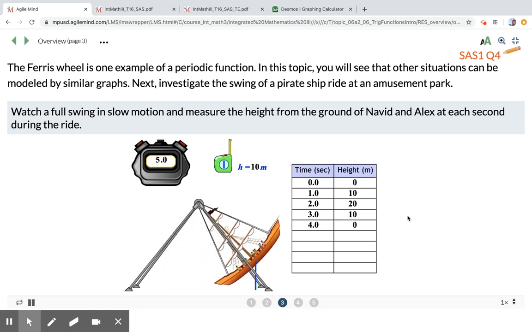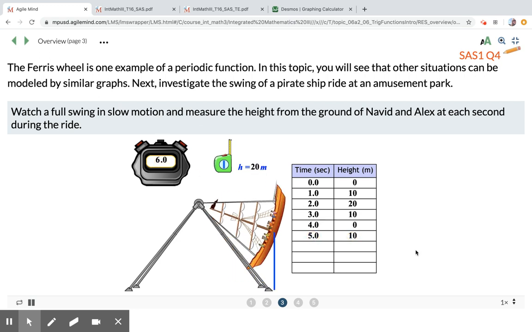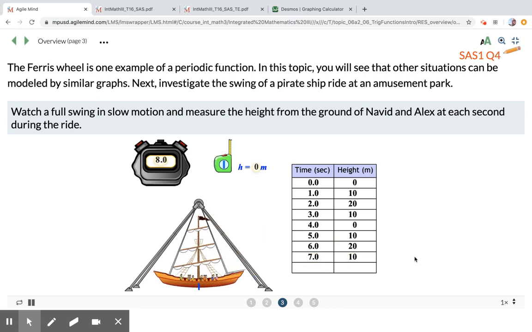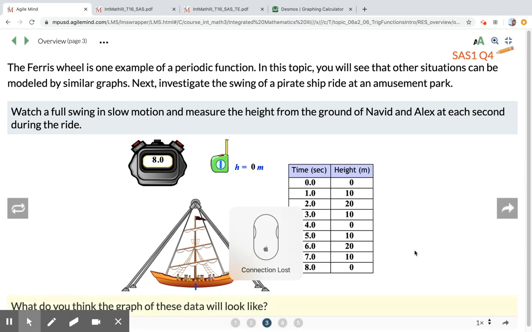But of course, it swings out the other way. It does this all again. 10 meters after 5 seconds, 20 meters after 6 seconds, 30 meters, sorry, not feet, back down to 10 meters after 7 seconds, and back down to 0 meters after 8 seconds.